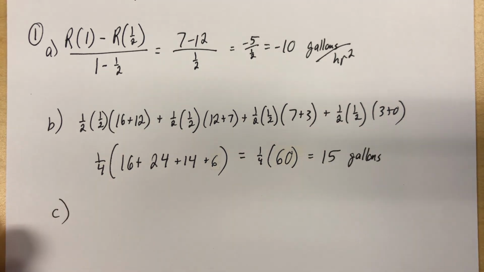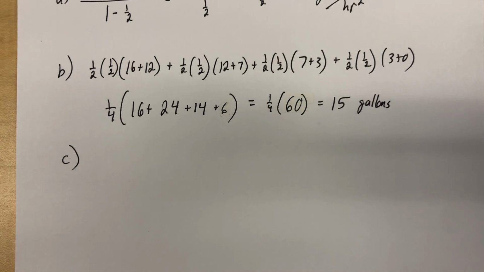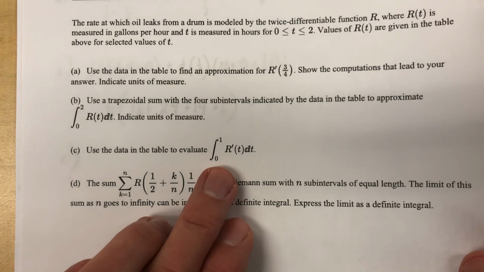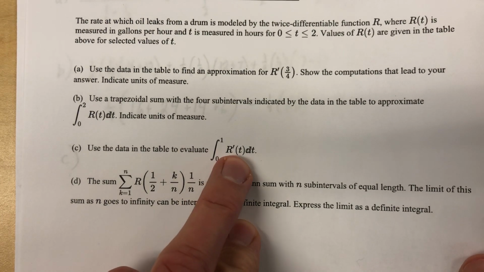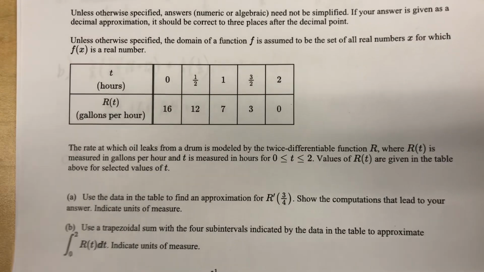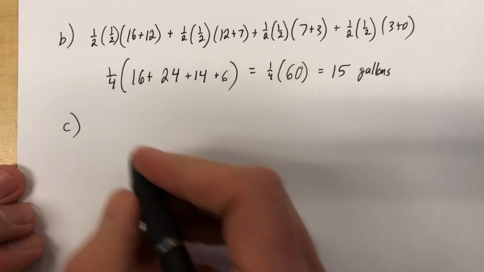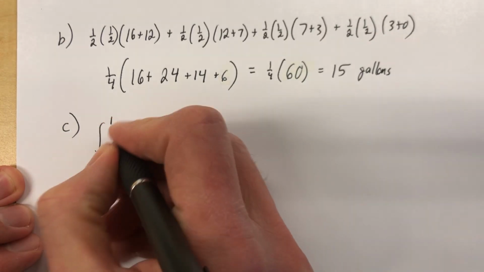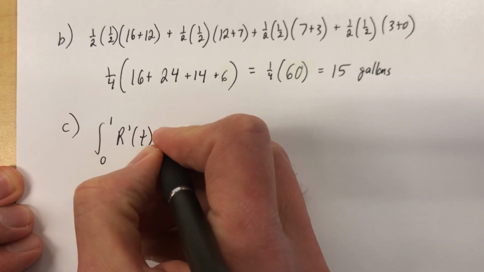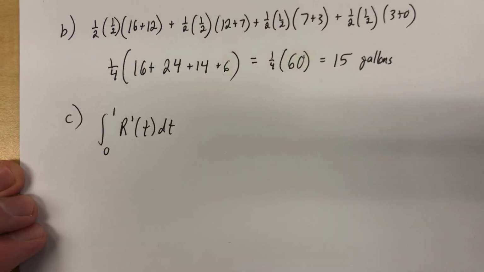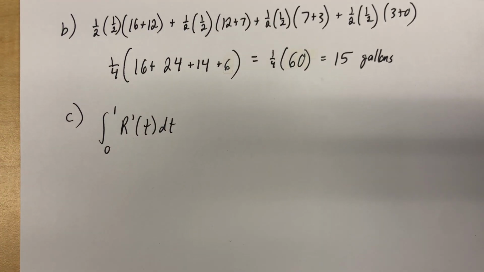All right, part C. Use the data in the table to evaluate the integral from 0 to 1 of r prime of t dt. Now, if you're looking at that saying, well, they didn't give us r prime, they don't need to. Just let's start writing. You'll figure it out. The integral from 0 to 1 r prime of t dt. They did not say, actually, to give the units of this, which, in case you care, would be gallons per hour.